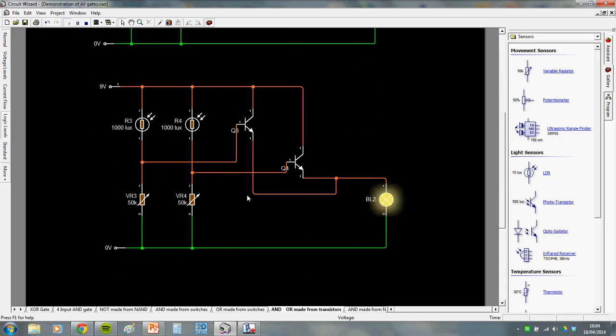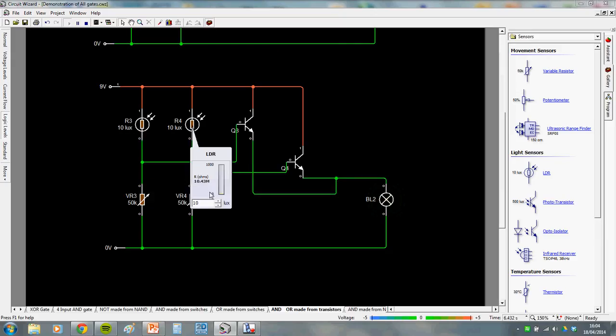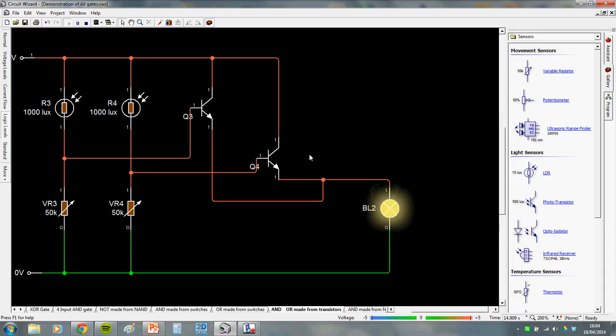In this one, if either of these is on, the output is on. If any one of them goes on, the output comes on. Or if both are on, the output's on. So this is an OR gate made from transistors as well. So that gives you a bit of background.